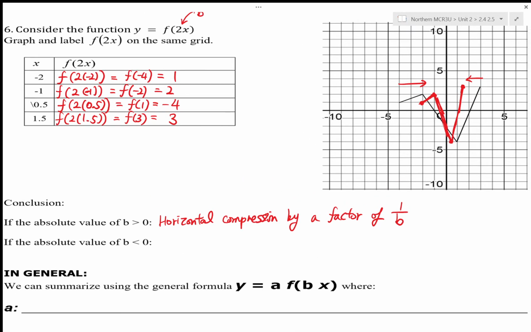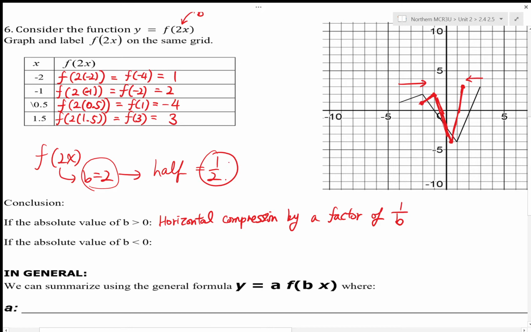See that it was f at 2x, which means that my b value was 2, but that gave me the half, the length of it, and half means 1/2. So hopefully you can see the relationship there, that it is the reciprocal. Our relationship that we have to put here should be the reciprocal of the actual b value.